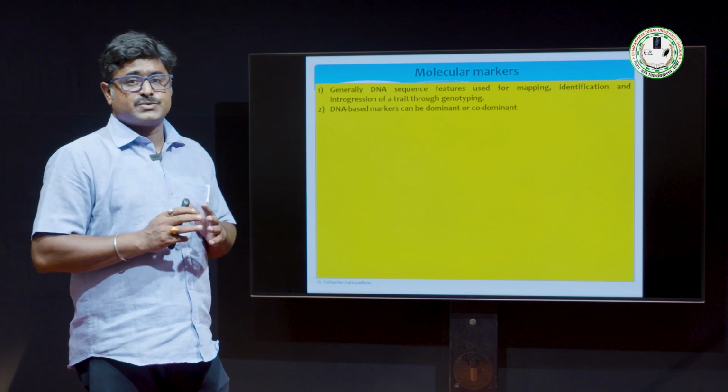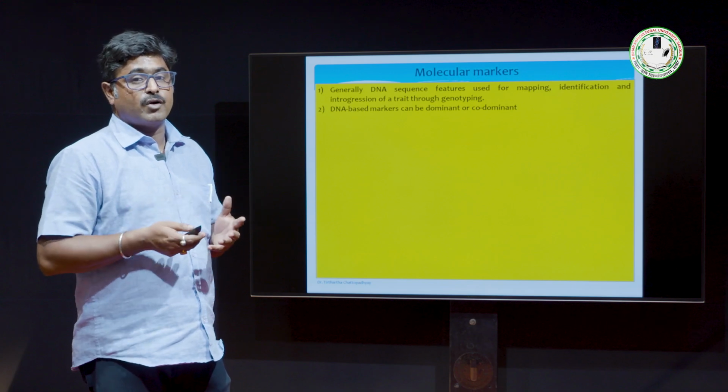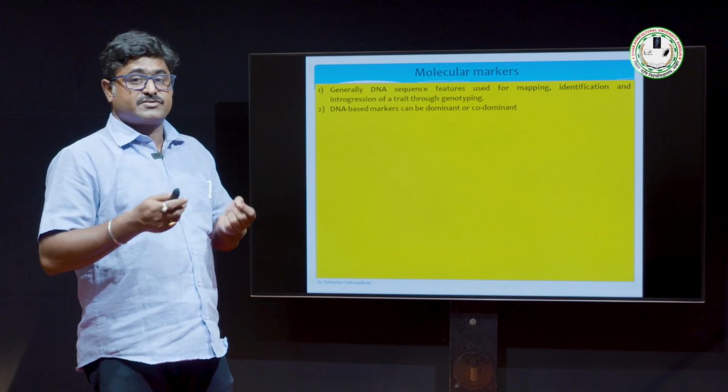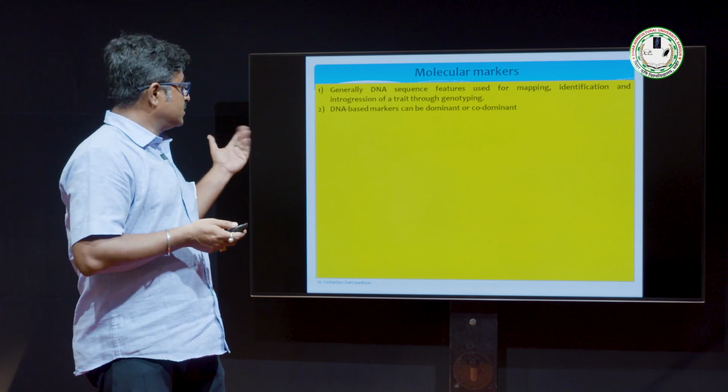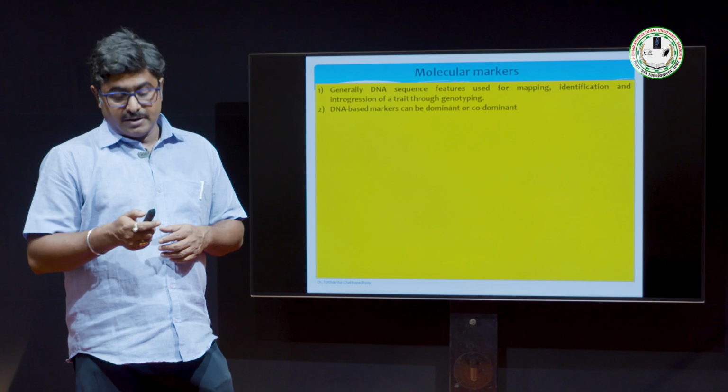There are several traits which are difficult to observe. Some traits are underground traits like root morphology. So it's not possible every time to go and dig up the plant in a non-destructive manner to score it. But through DNA marker technology you can have it. And DNA based markers can be either dominant or codominant.